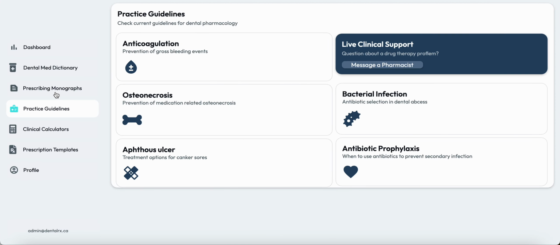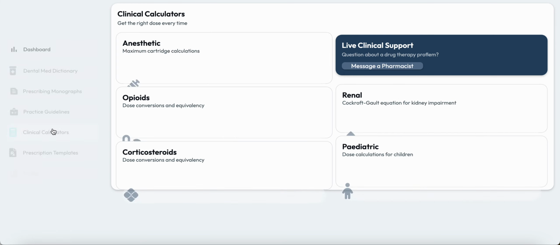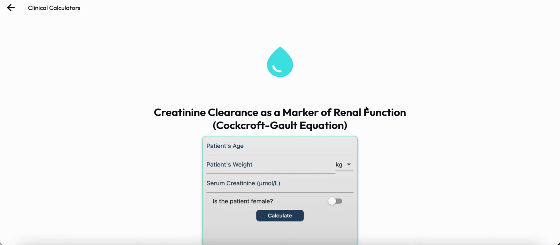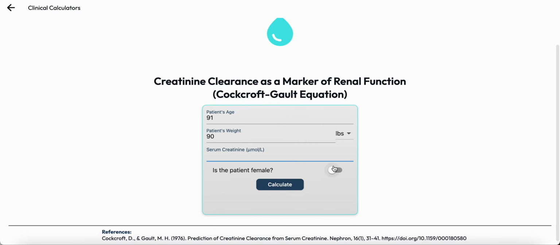So we're going to go now to our clinical calculators. And the reason we're going to go to our clinical calculators is so we can calculate their renal function. So we're going to put the patient's age, their weight in pounds, which was 90 pounds. We know that they're female, and then we're going to put their serum creatinine as 80, which is what they told us.